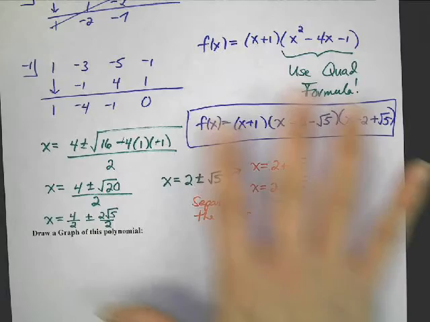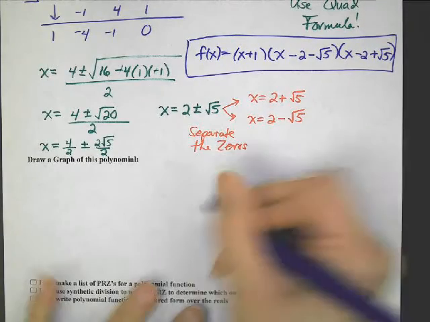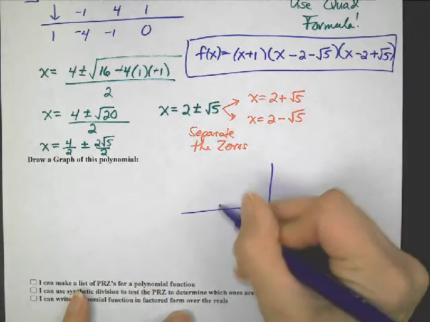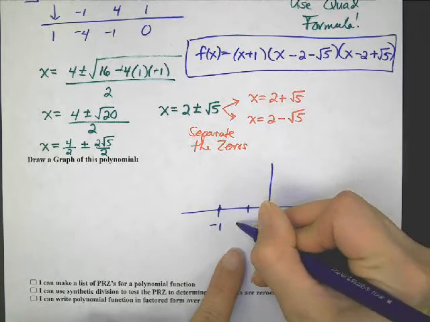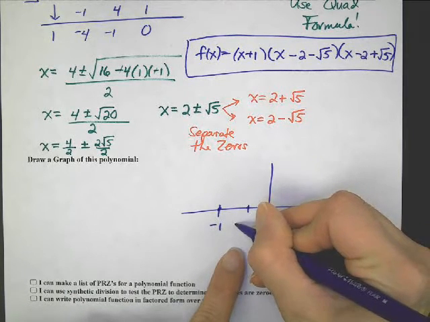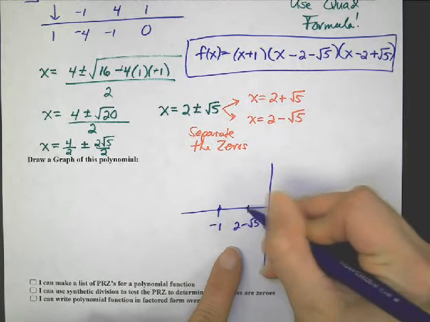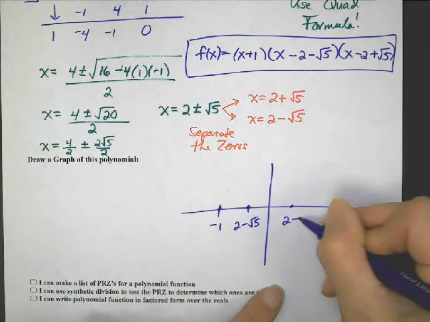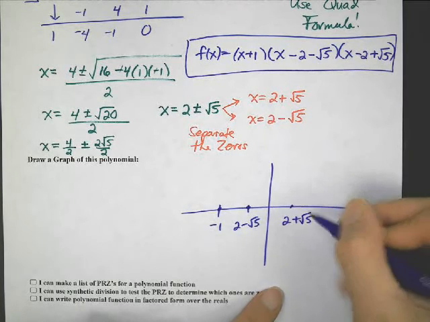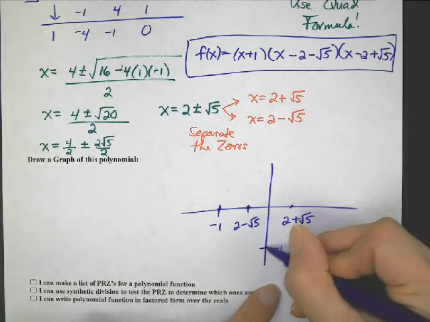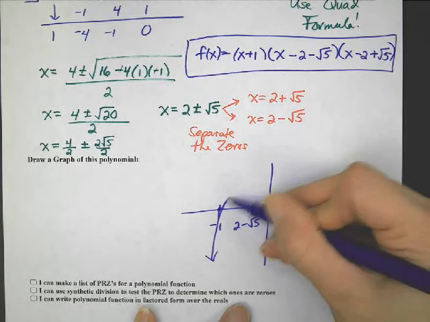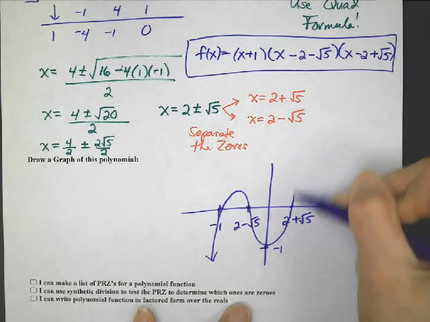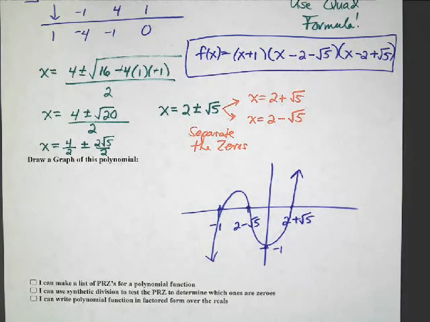All right, well, let's draw a graph real fast. So it's going to touch the x-axis at negative 1. It's going to touch the x-axis at 2 minus radical 5, and it's going to touch at 2 plus radical 5. The y-intercept is negative 1, and it's a cubic, so it's going to cross, cross, cross. I can't wait to try some of these with you tomorrow.